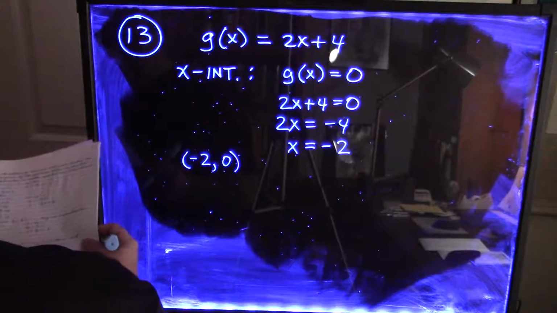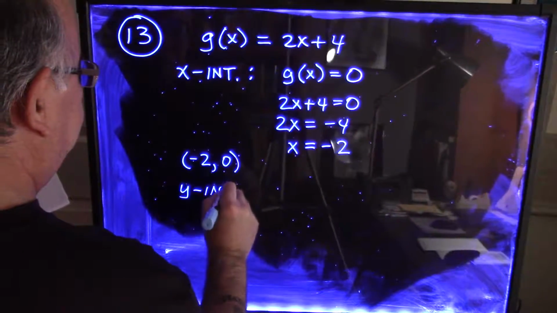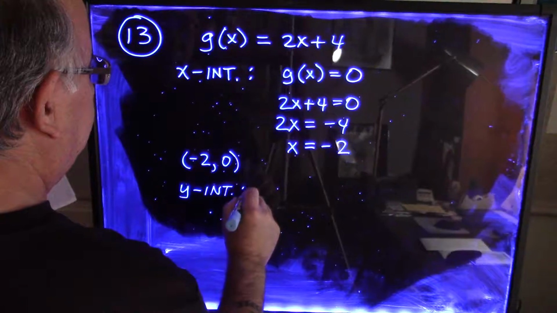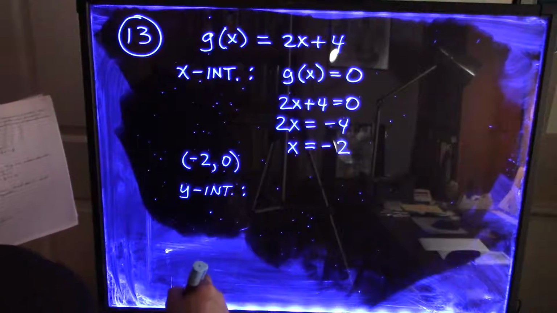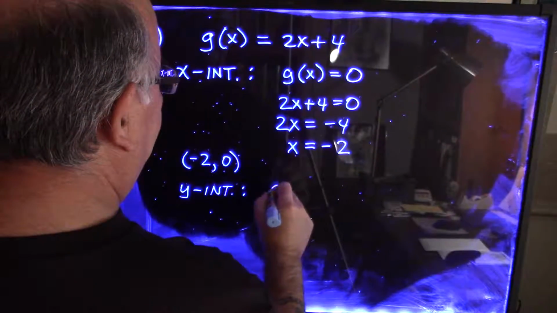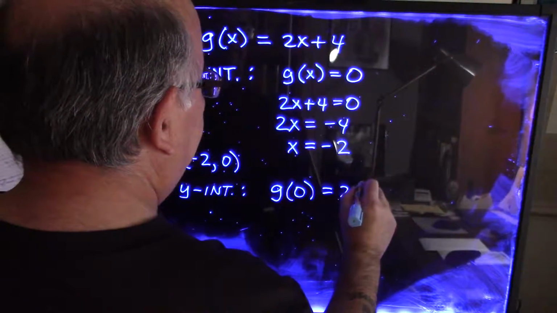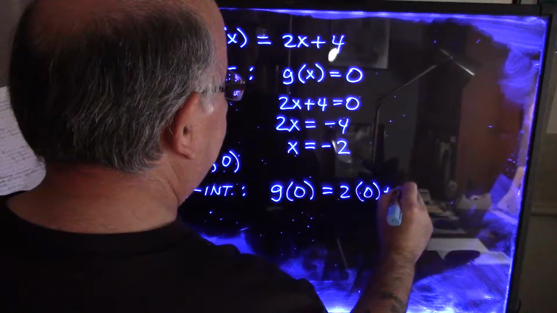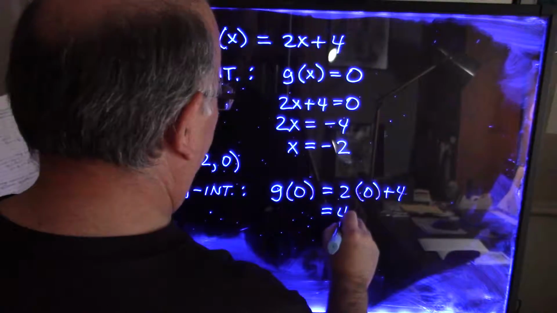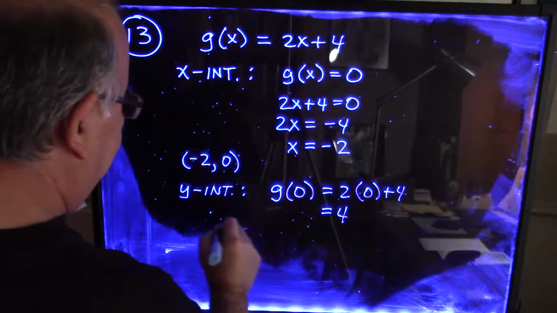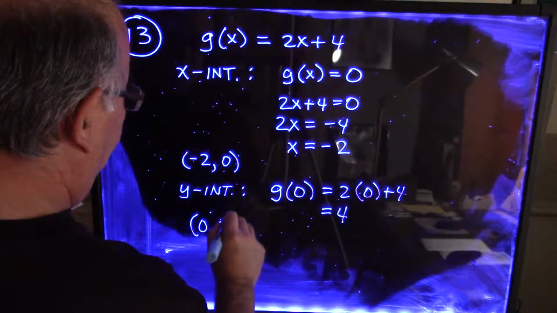Alright, the y-intercept is usually a lot easier to calculate, because that's when x equals 0. Alright, x will equal 0 at the y-intercept. So you just want to figure out what is g of 0. Let x equal 0 in the equation, and then compute that, which is usually pretty easy. And so that equals 4. Alright, so we have the point 0 and 4.